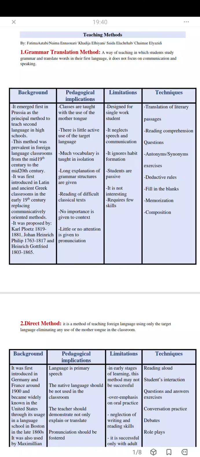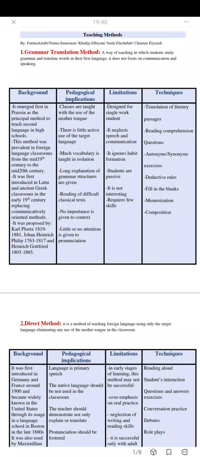There is little active use of the target language. Much vocabulary is taught in isolation. Long explanations of grammar structures are given. Reading of difficult classical texts. No importance is given to context. And little or no attention is given to pronunciation.